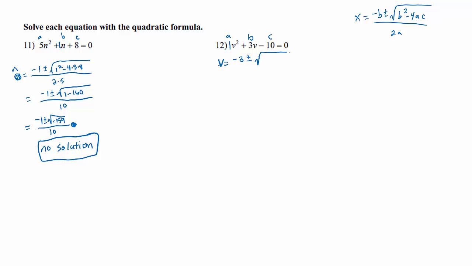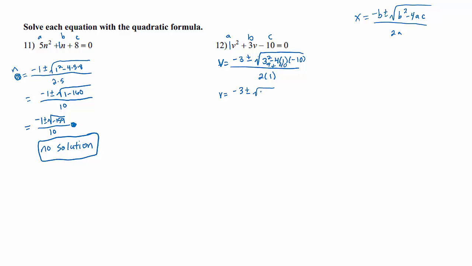all over 2a. And so when we simplify, we go into the radical and we say, what can we do here? We've got 9 plus, because it's negative 4 and negative 10, make it positive, and that ends up being 40. So 9 plus 40 is under our square root, so we get the square root of 49, which we know the square root of 49 is 7.